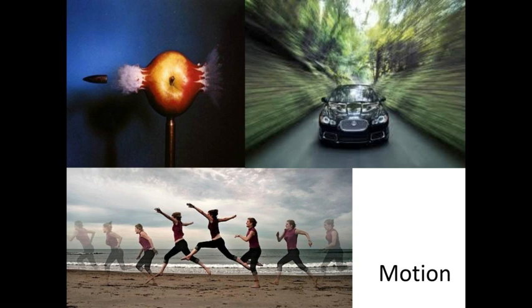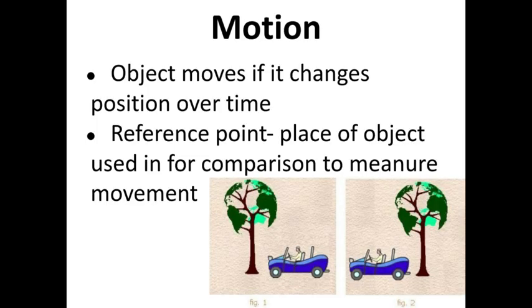So, what is motion? You can see the bullet over here is in motion, as well as the parts of this apple. That car is in motion, and this person is in motion. So, motion is when an object moves, and it's caused by a change in position over time.